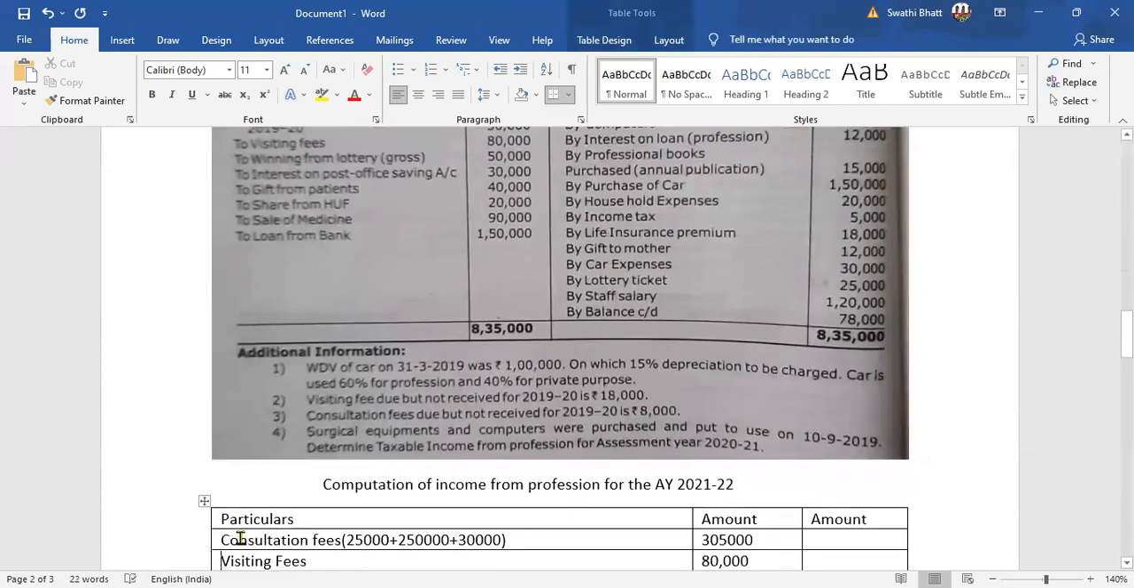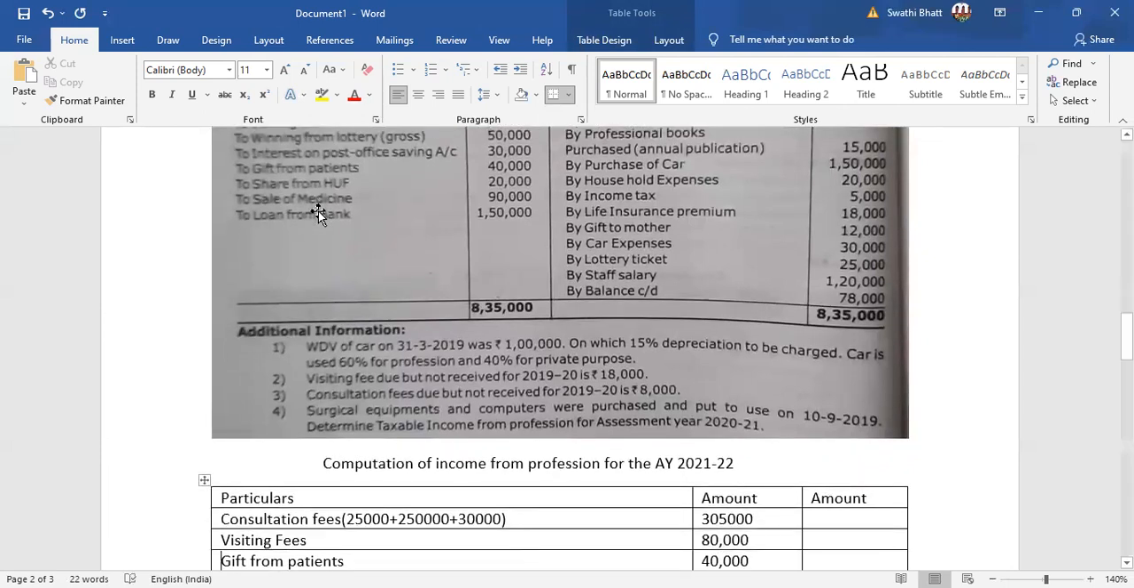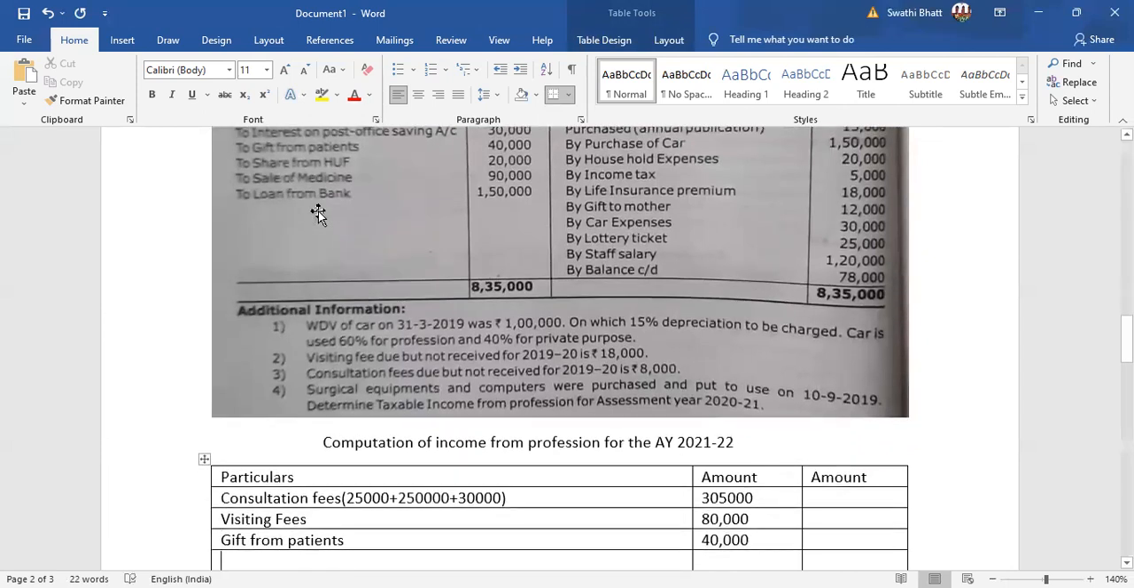The next item that we have over here is share from HUF. Share from HUF is never related to the profession of the doctor. He's getting some portion of the income from the Hindu undivided family and it has nothing to do with his profession. So we are ignoring that completely.